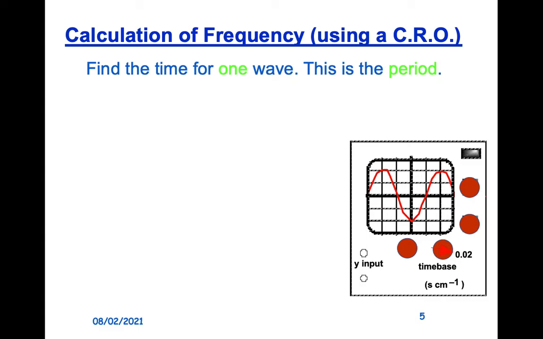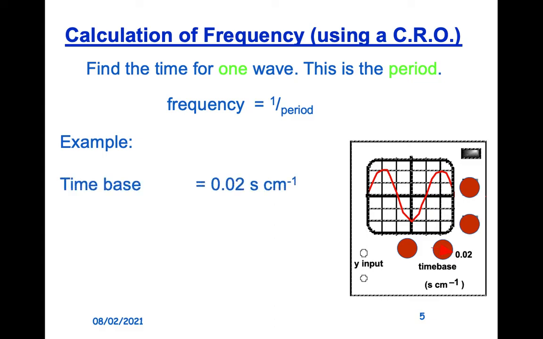If you are using an oscilloscope, then you would see something that looks like this on the screen. You can use this to work out the peak voltage, which you can then use to work out the root mean square voltage, and you can also work out the frequency from this. So the frequency is 1 over the period.